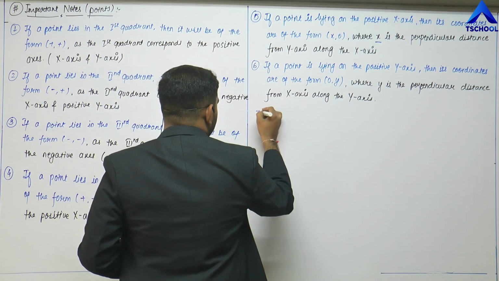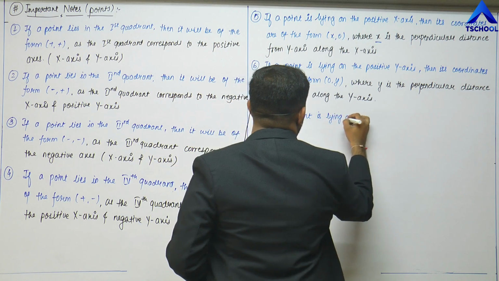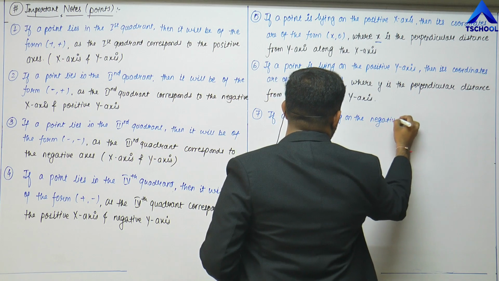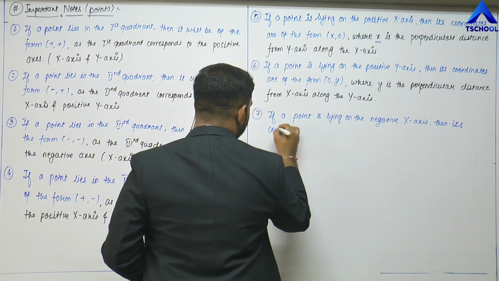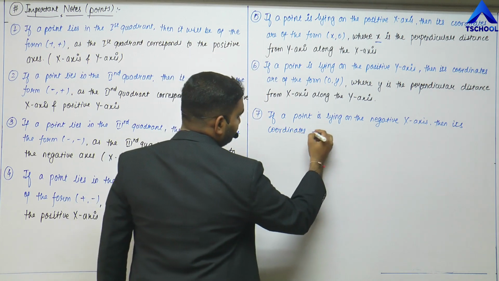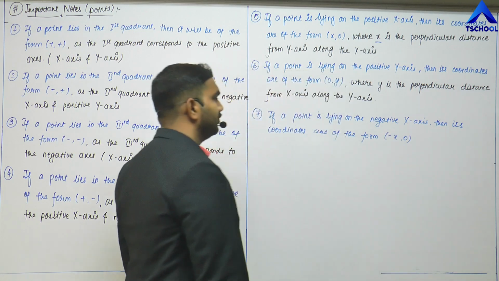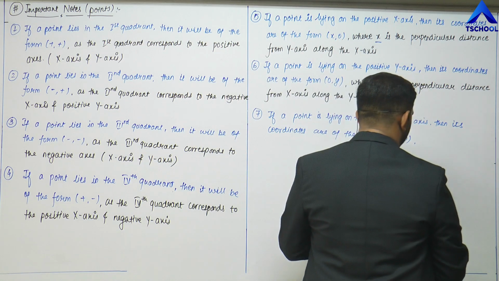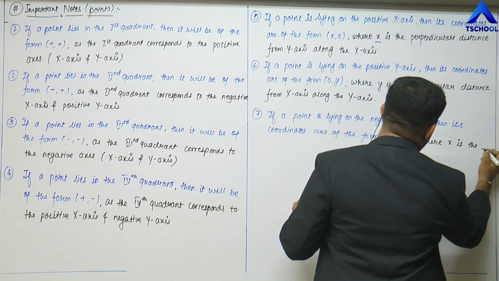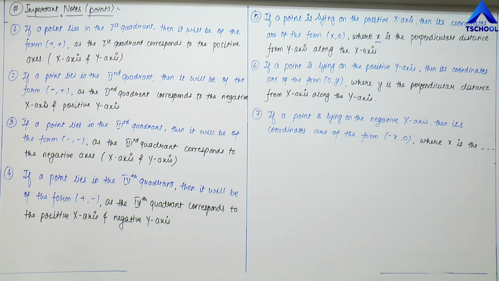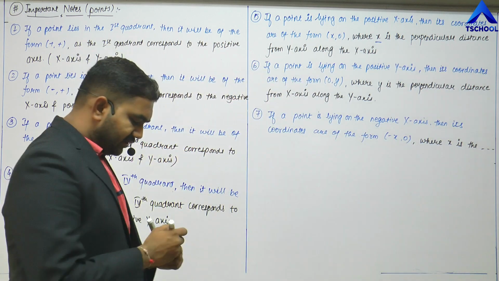The seventh point, friend: if a point is lying on the negative x-axis, then its coordinates are of the form minus x comma 0, where x is the perpendicular distance from the y-axis along the x-axis.